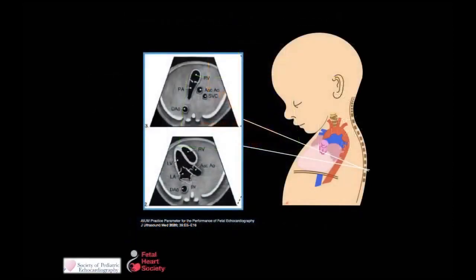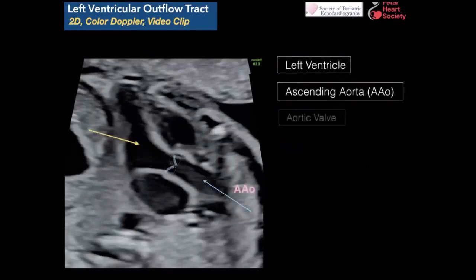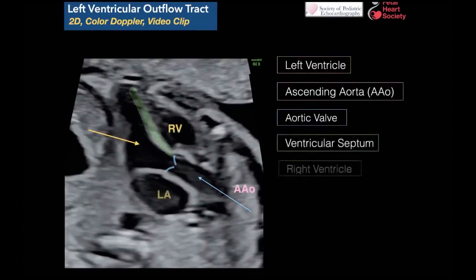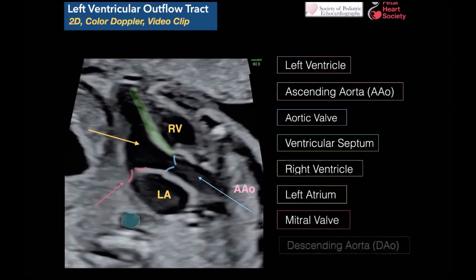Okay, so now moving on to the outflows. Just going through the normal left ventricular outflow tract anatomy, we have the left ventricle, the ascending aorta, the aortic valve, the interventricular septum, the right ventricle, the left atrium, and the mitral valve. And as mentioned earlier, the ascending aorta should be the only vessel behind the left atrium.